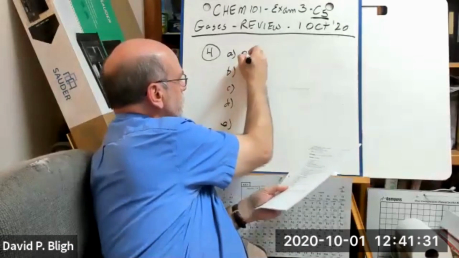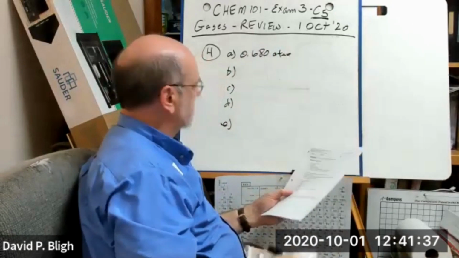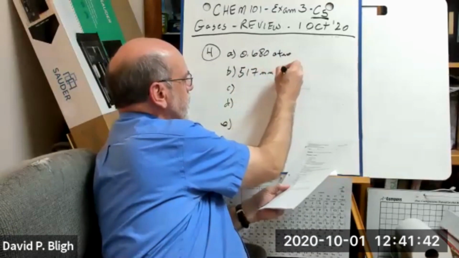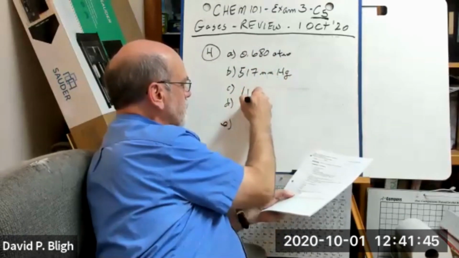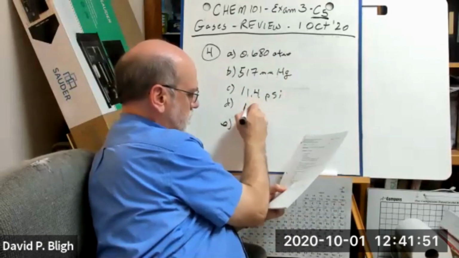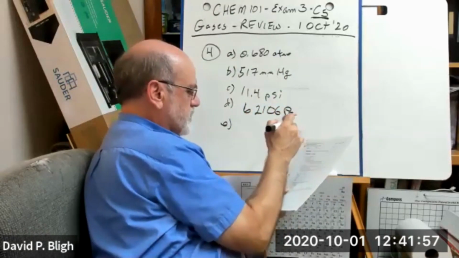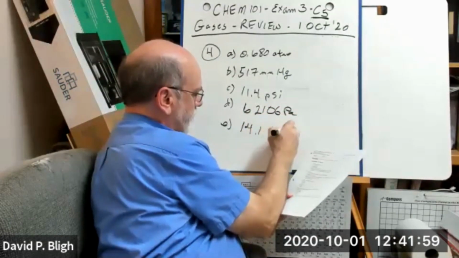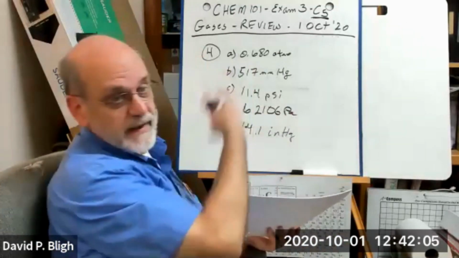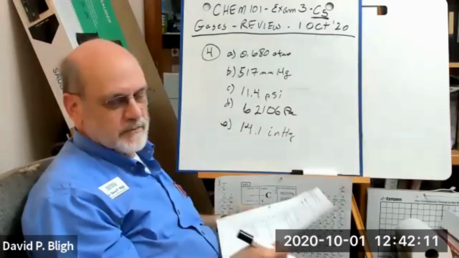So this one is atmospheres. And this one is 517 millimeters of mercury. And this one is PSI. This one is pascals. And this one is inches of mercury. Okay, so we can convert, but pick any one. I would pick one that we already have, then you don't have to convert 4 of them, rather than pick one that's not up here.